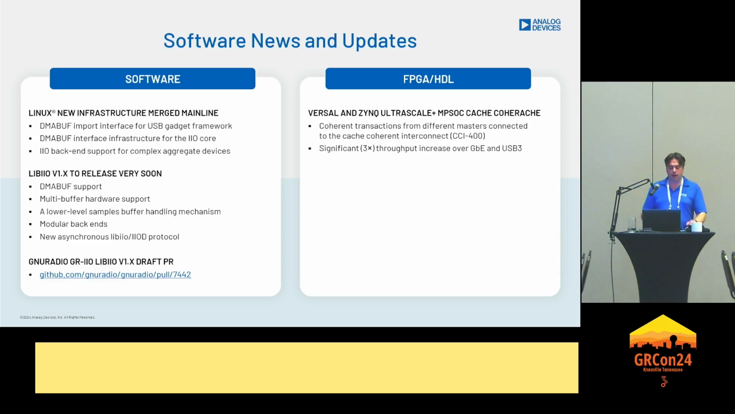This solves that in a very nice manner. libIO version 1 is to be released very soon. I think 2 years ago, Paul talked about it in Washington. DMA buff support was just an idea then. He went through multiple cycles to actually push it through on the Linux kernel, but it is now all good, and it will release soon. An IIO libIO patch has already been submitted. It's early, a draft PR, but once we release libIO version 1, it should come soon.